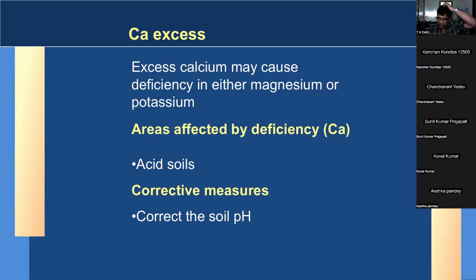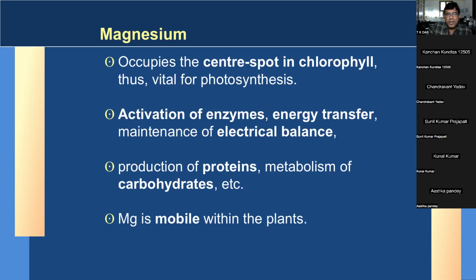Any student who can tell me how to correct the soil pH? If your soils are acid in nature, how can you neutralize these soils? Liming. Sir, use of lime. Liming can be done. Okay. Any other way to correct the soil pH except liming? Think over it.